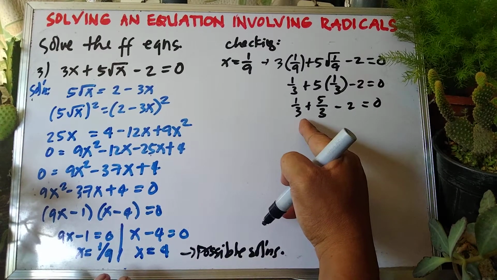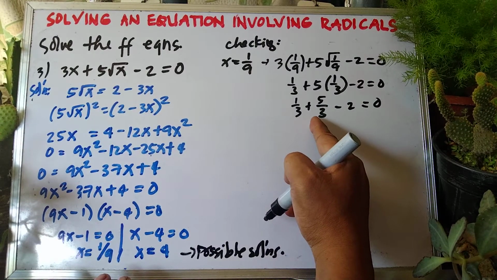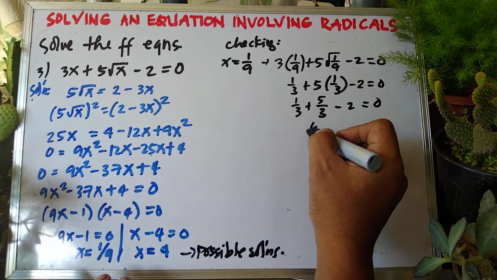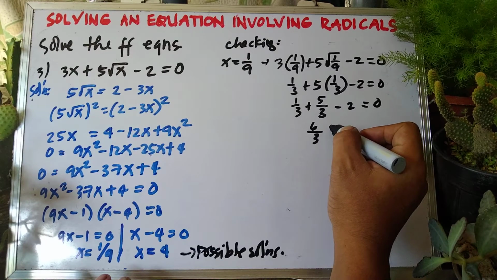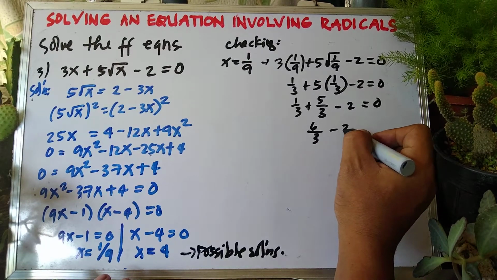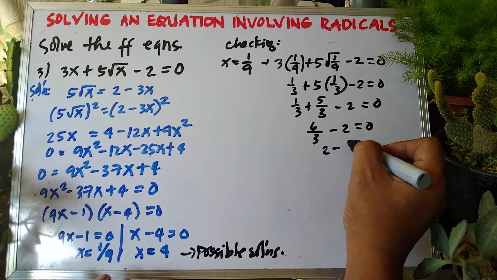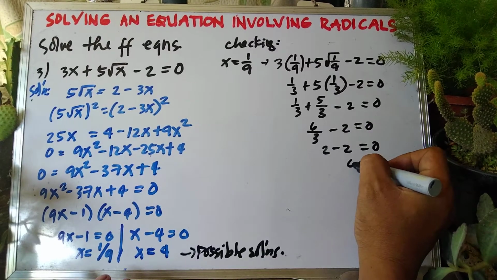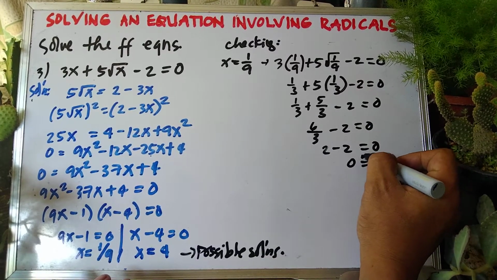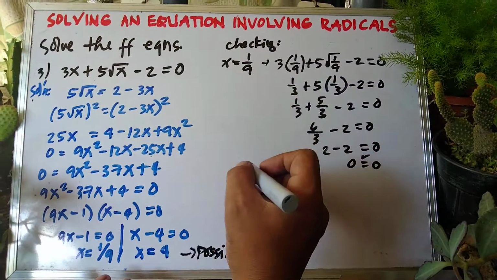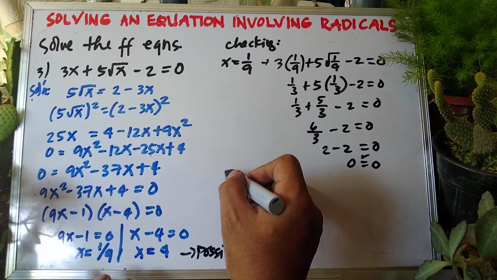So, look at this one. Similar fractions, the same denominator. So, you will just add the numerator. 1 plus 5 is 6. So, copy the denominator 3 minus 2 is equal to 0. So, 6 divided by 3 is 2. So, 2 minus 2 is equal to 0. 0 is equal to 0. Okay? So, 1 over 9 is a solution. So, alam na natin. How about si x is equal to 4?